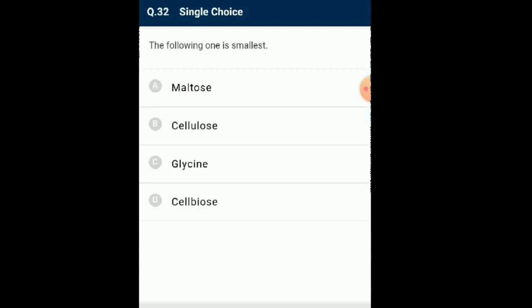Question number 32. The following one is smallest. Glycine is the smallest amino acid, one of the monomers of protein, having a very low molecular weight and found under acid soluble pool also. So the answer for this question is option C, glycine. Whereas maltose and cellobiose are disaccharides, cellulose is a polysaccharide.